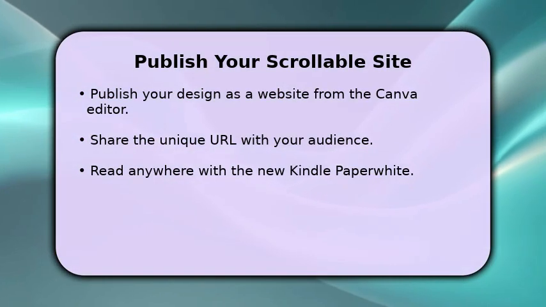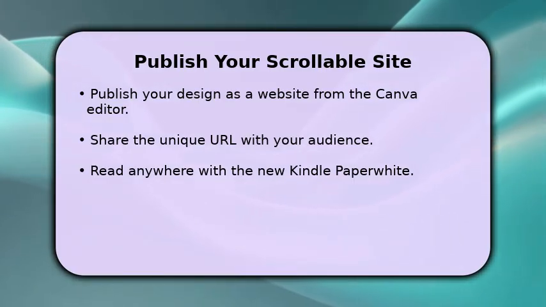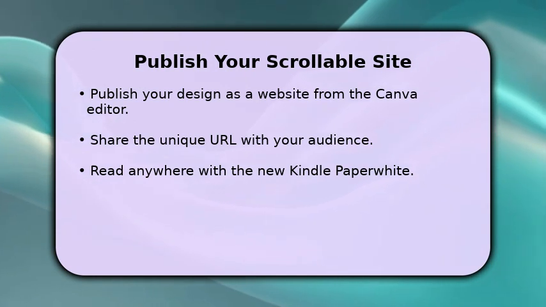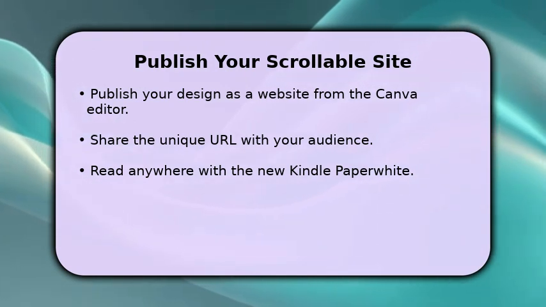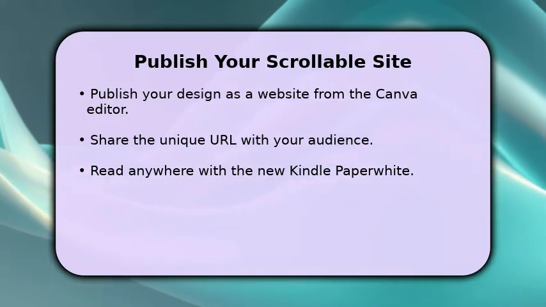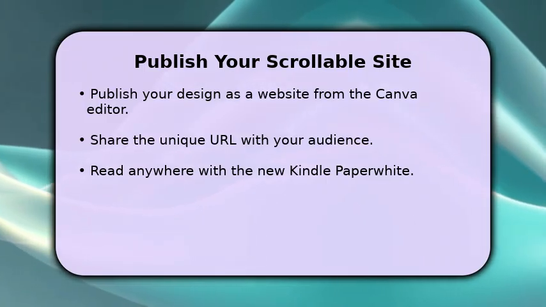Once your long, scrollable Canva website is complete, it's time to publish it. From the Canva editor, simply click the Publish Website button. Canva will then generate a unique URL for your site, which you can share with anyone. This makes your extensive content accessible to your audience, providing a seamless browsing experience.